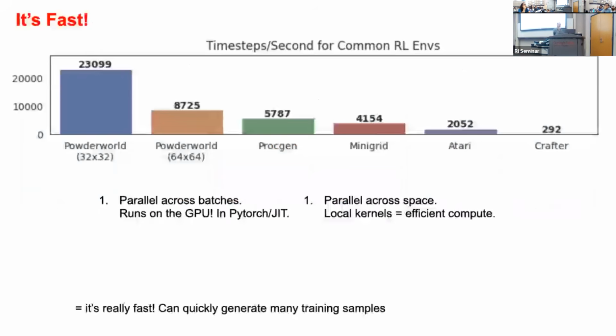Okay. And this environment, one of the main selling points is because it runs on the GPU, it's very fast. So here's Atari. This is number of time steps per second. So higher is better. Atari is 10 times slower than 32 by 32 powder world. Things like Crafter or Minecraft are quite a lot slower too.